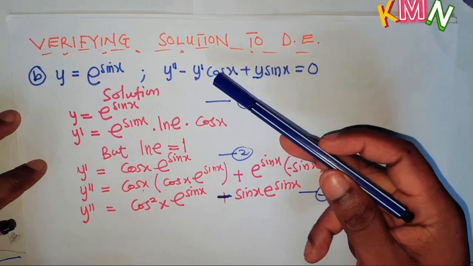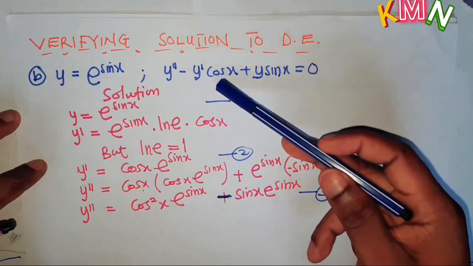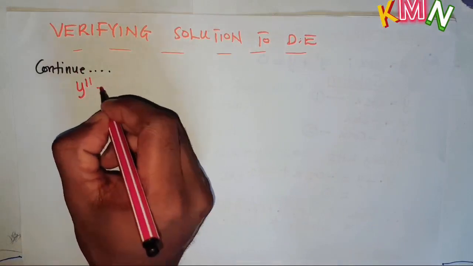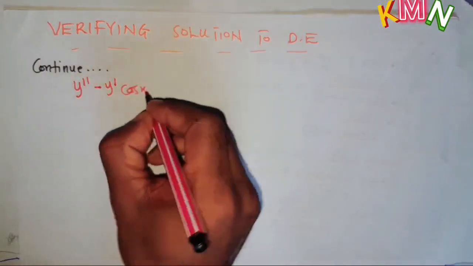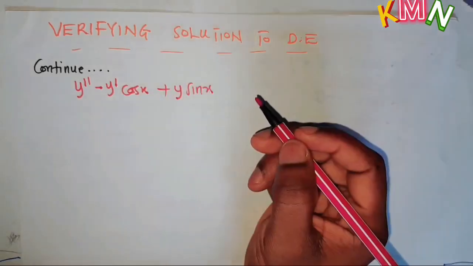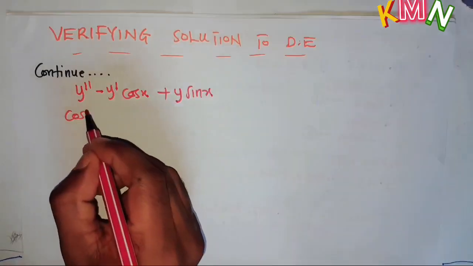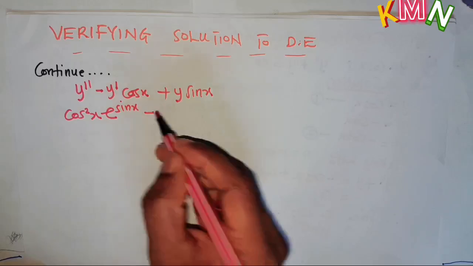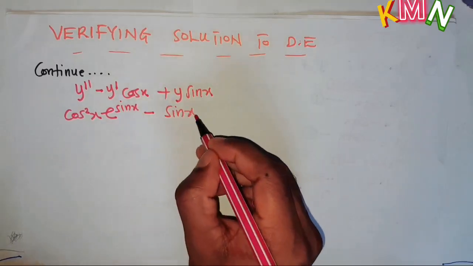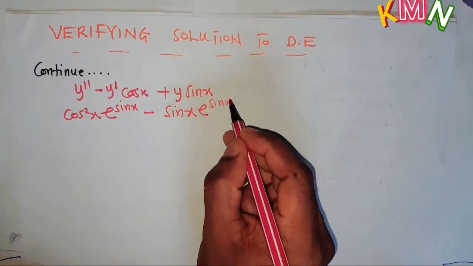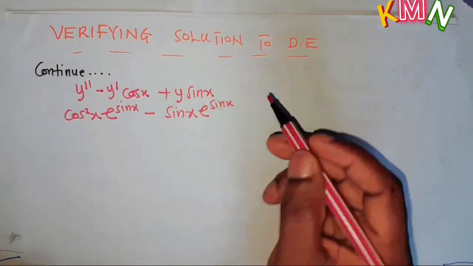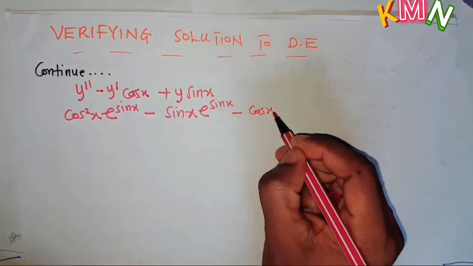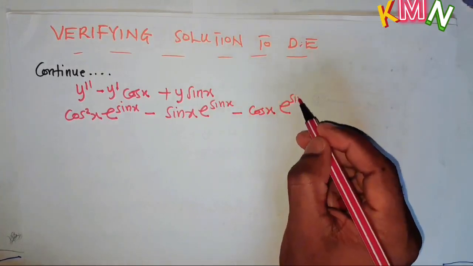So this is what we are going to substitute into the left hand side of the differential equation. So taking the left hand side, y prime prime, we had cosine square x e power sine x minus sine x e power sine x. So that's for the y prime prime. Then we have this minus here, minus the y prime. The y prime, we had cosine x e power sine x.